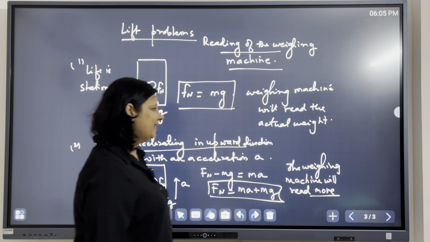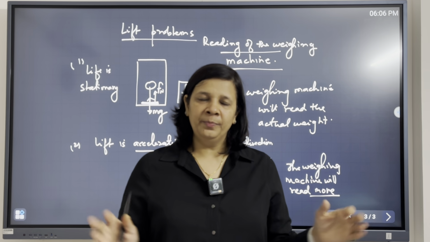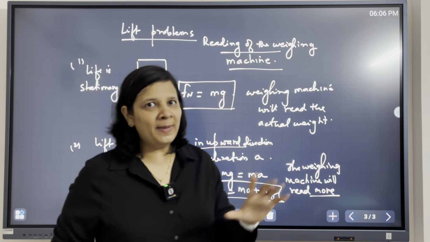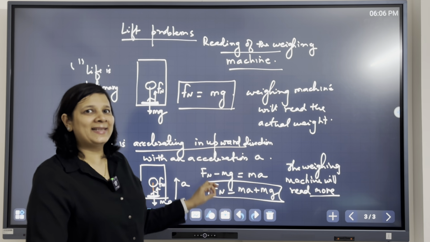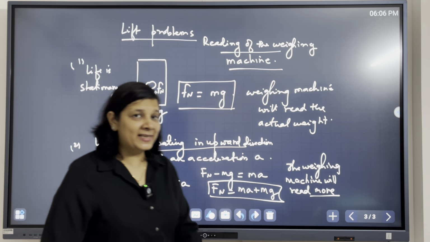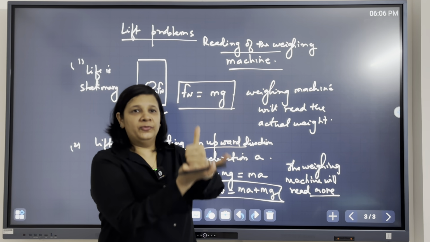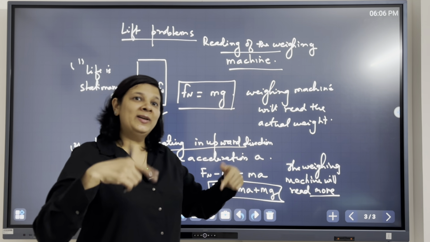Now let us take, okay, I hope this is clear. If the lift is stationary, gravitational force is equal to the normal force, they both are balanced, then the weighing machine will read exactly the actual weight of the person. But if the lift is accelerating upwards, it is exerting more force, the normal force will increase. Now let us take another.